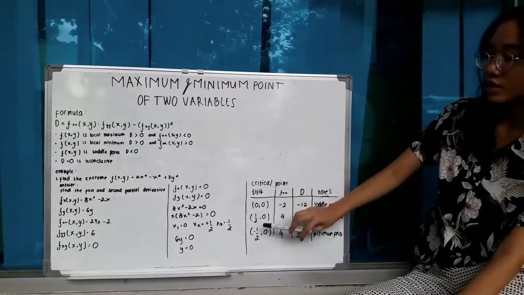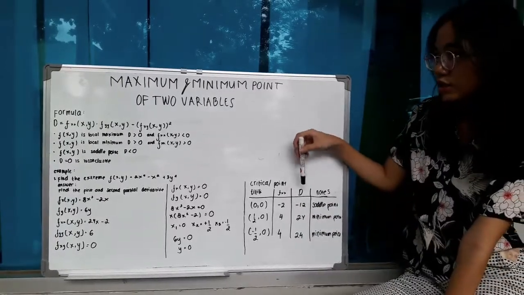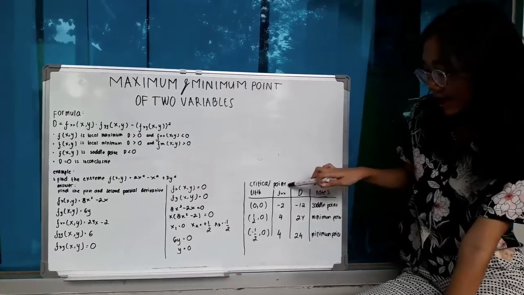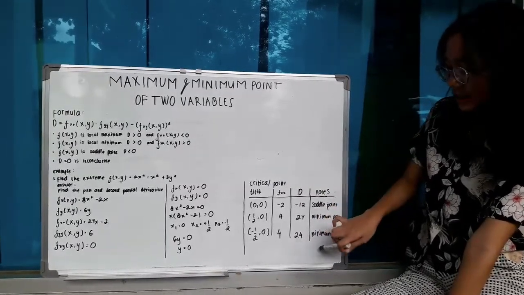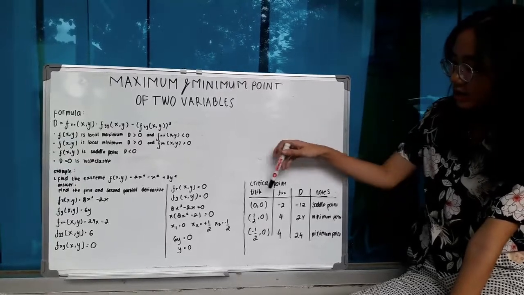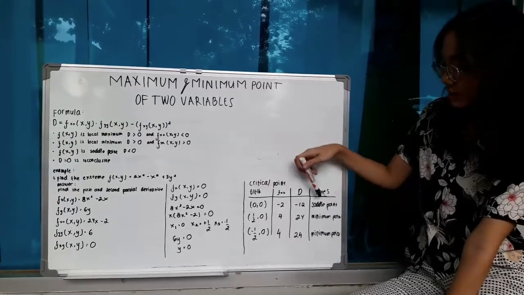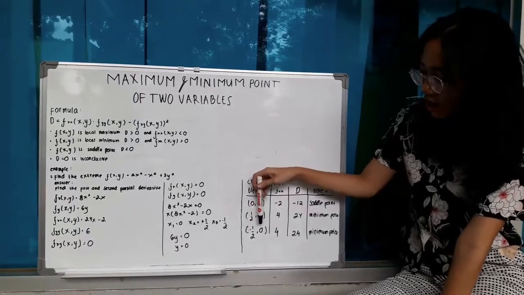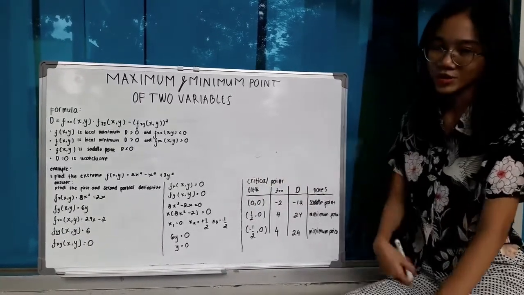Then we have three critical points, which we are going to input into this formula and into the second derivatives, which are listed here. Then we find that (0, 0) is a saddle point, (half, 0) is a minimum point, and (minus half, 0) is a minimum point too.